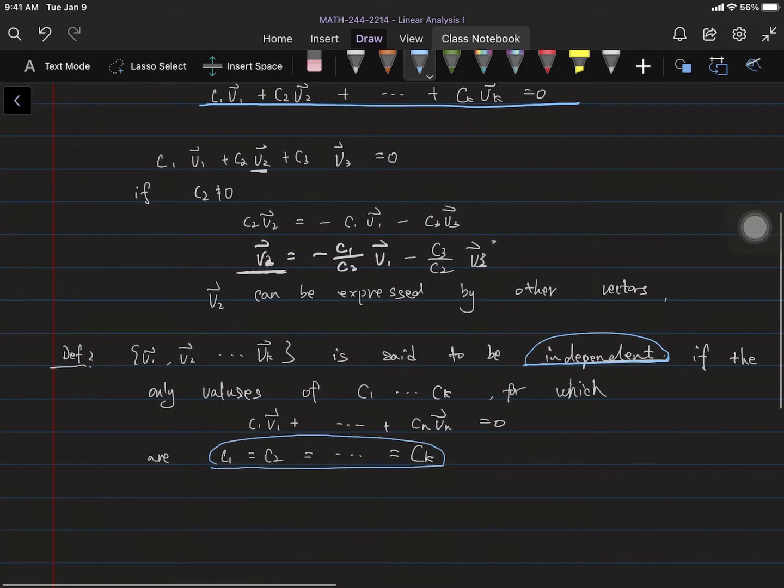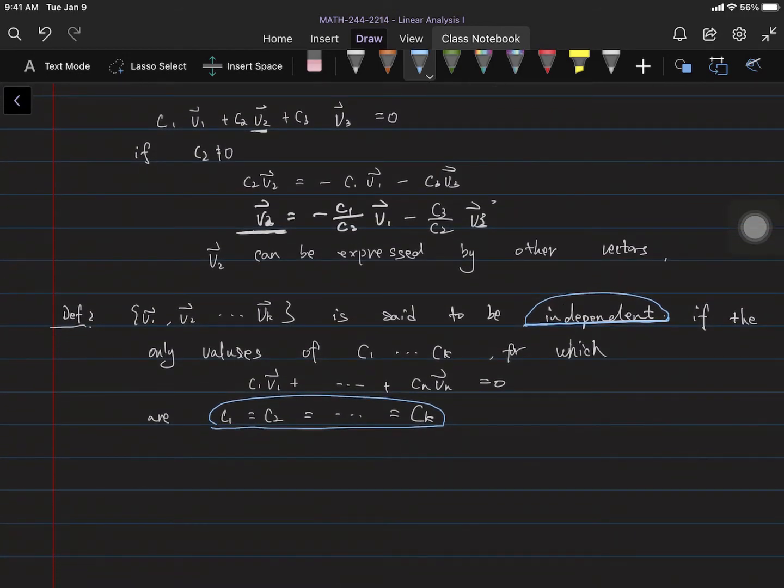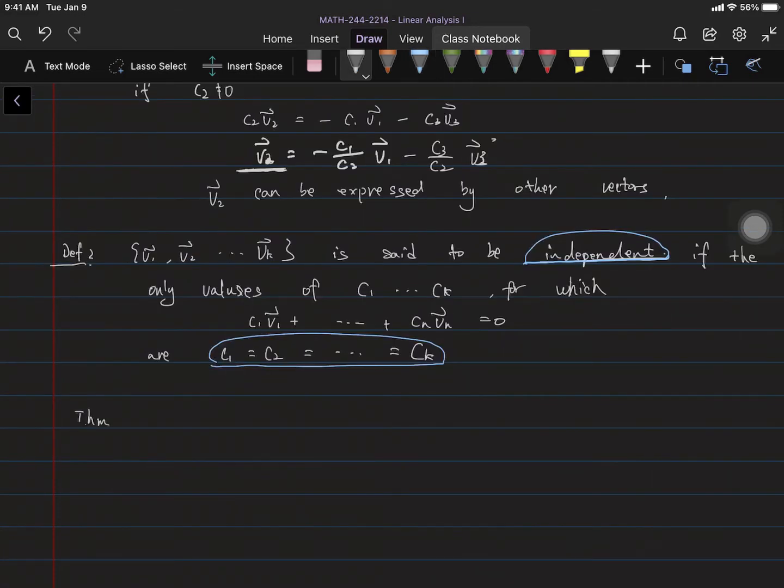Independent means no relationship. Dependent means they have some relationship. Now let's take a look at just some properties. The first one is given by Theorem 1. So let's see, there are two properties here.